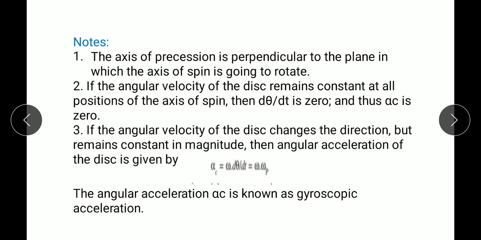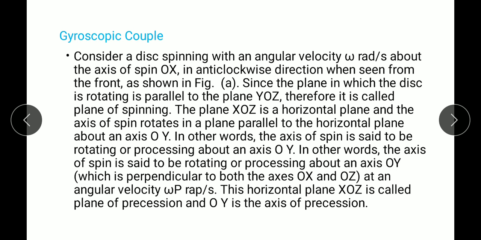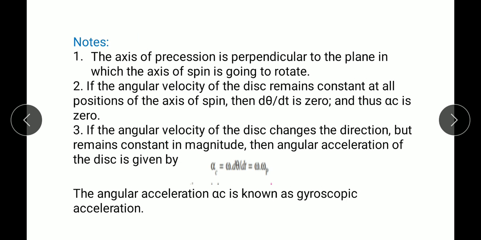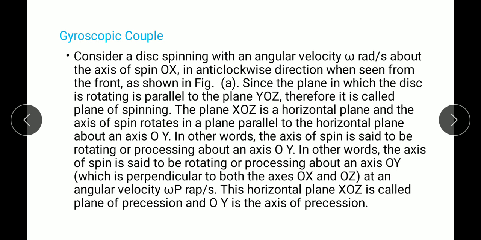Okay. So what is the formula for gyroscopic acceleration? αc equal to ω into ωp. Okay. So here ω is nothing but angular velocity, and ωp is the precessional angular velocity. Okay. Next topic is gyroscopic couple.